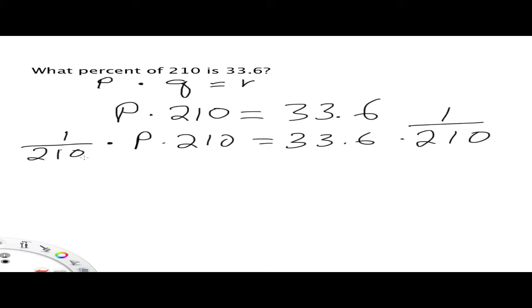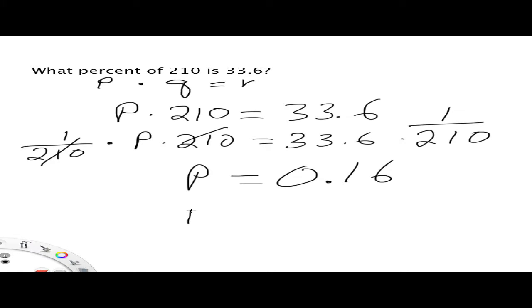So 1 over 210 times P times 210 equals 33.6 times 1 over 210. These are going to cancel. So I just get that P is equal to, well, let's see what we get here. 0.16. Okay, are we done? Well, not quite, because it asks for the percent. It's not asking for the decimal. So I have to convert this to percent.